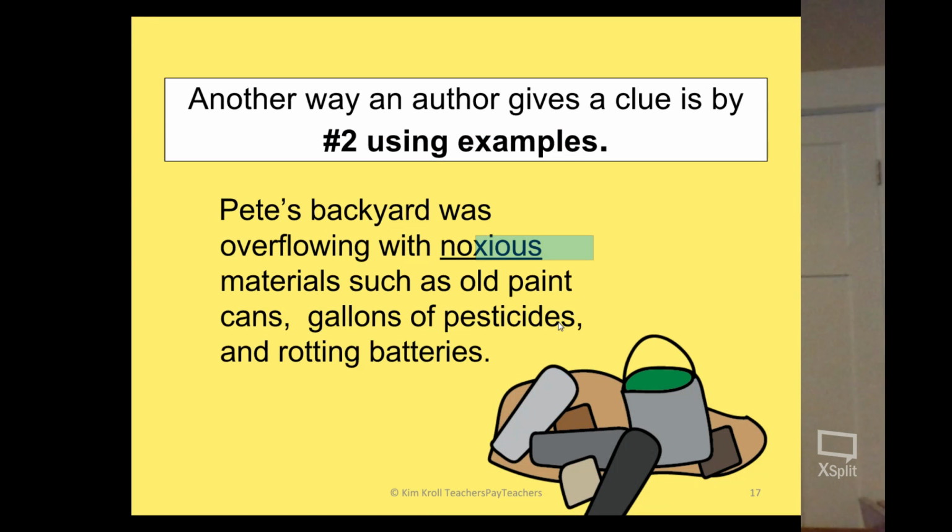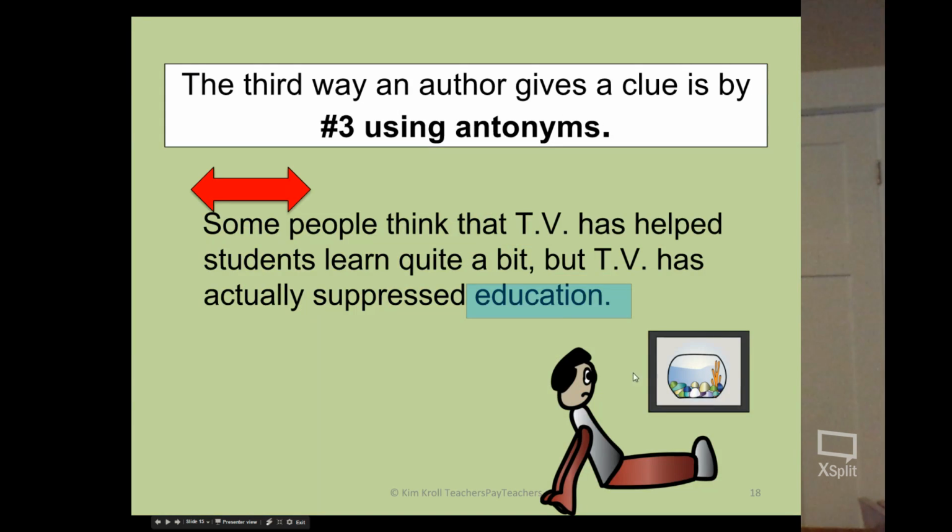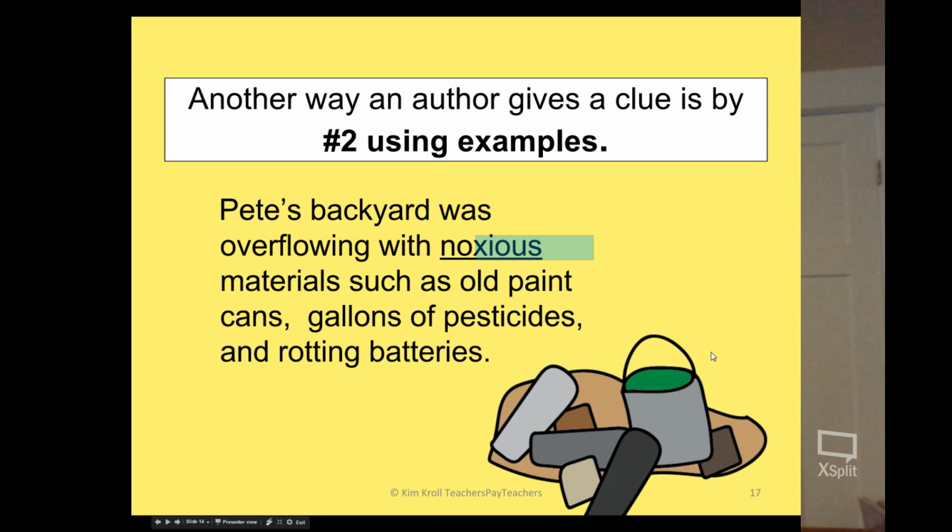Another way an author gives us a clue is by using examples. For example, Pete's backyard was overflowing with noxious materials such as old paint cans, gallons of pesticides, and rotting batteries. So these old paint cans, gallons of pesticides, and rotting batteries give us an example of what noxious could be, which, by the way, is something very poisonous or not good.